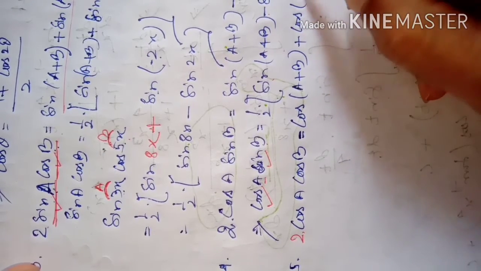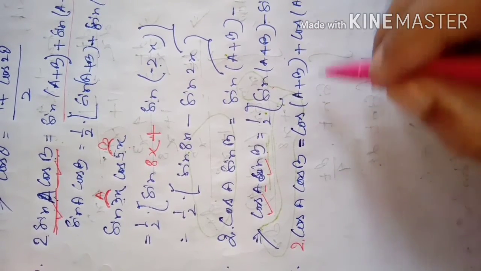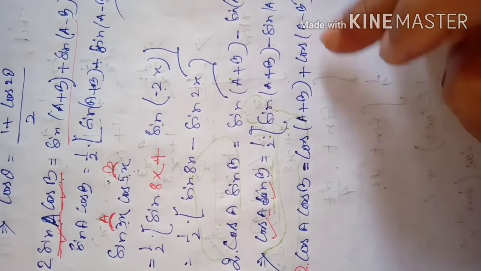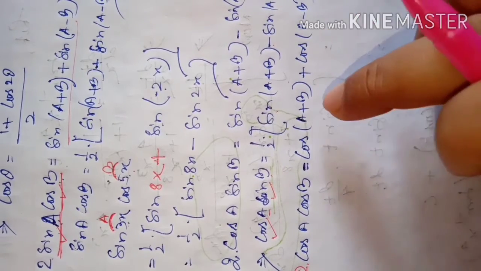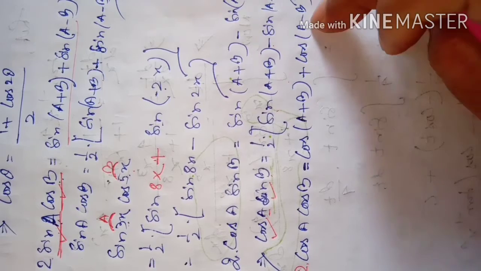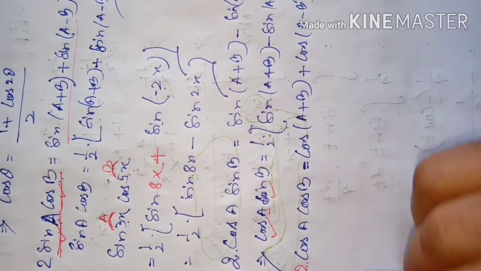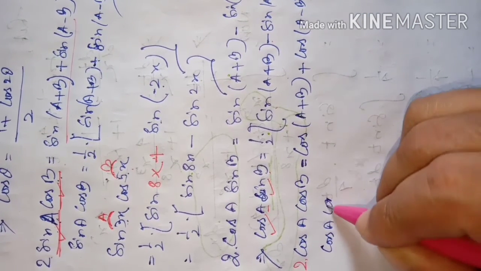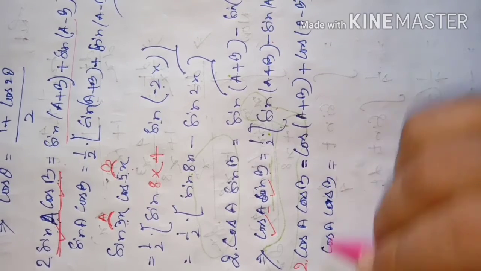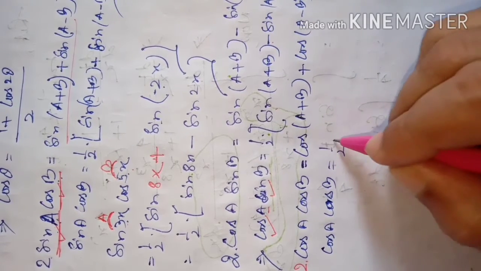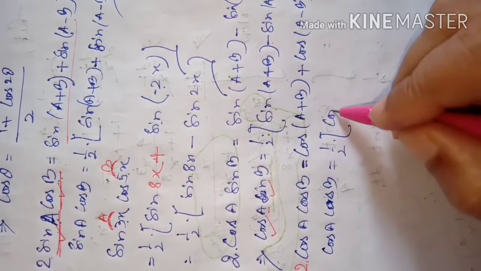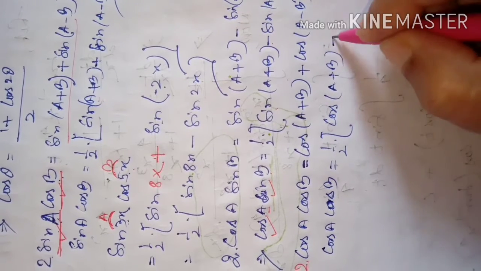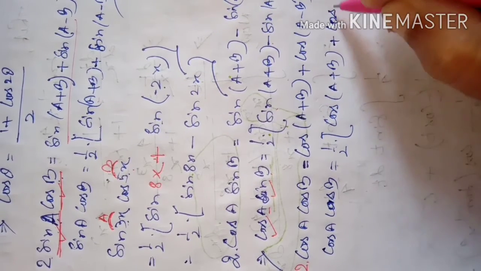Why? Because when you expand cos A plus B, you will get cos A cos B, and here also cos A cos B, so twice cos A cos B, and one will be minus sin A sin B and here will be plus sin A sin B. That will get cancelled. So suppose you want only cos A cos B, then this 2 should be taken here. So it will be half of cos A plus B plus cos A minus B.